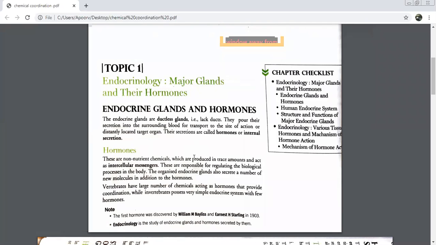Now, the organized endocrine glands secrete a number of new molecules in addition to hormones. What have we heard so far? We just said that endocrine glands produce hormones. But beta, endocrine glands not only produce hormones, they also produce a number of new molecules. Vertebrates have a large number of chemicals acting as hormones that provide coordination, while invertebrates have a very simple endocrine system.